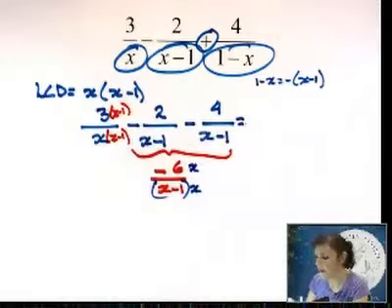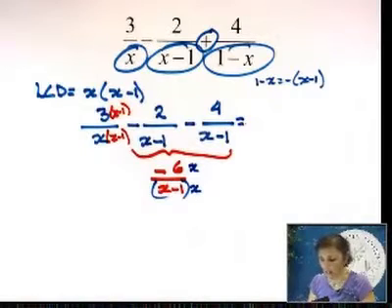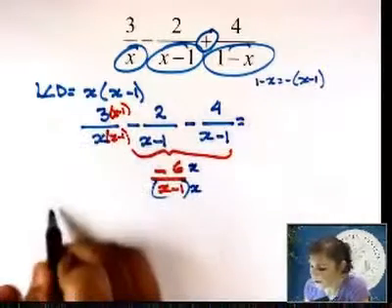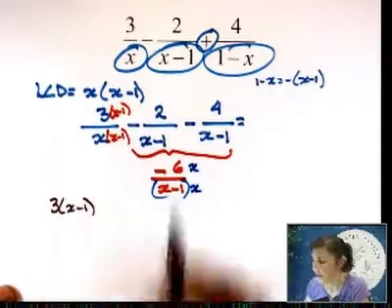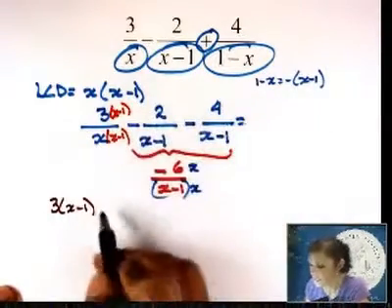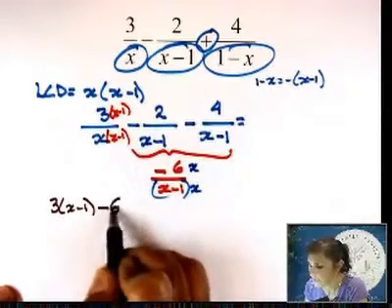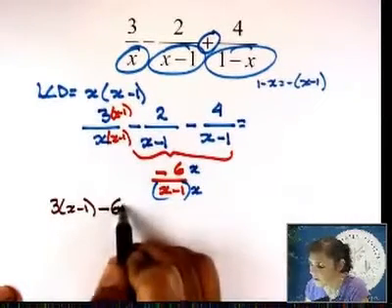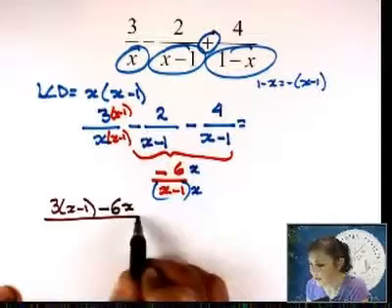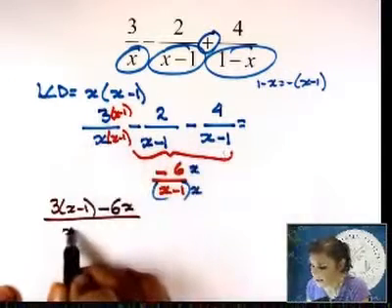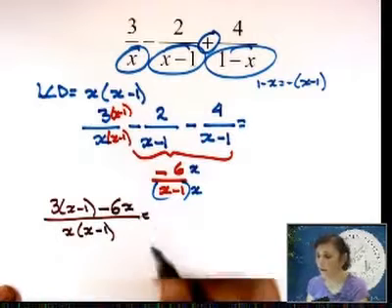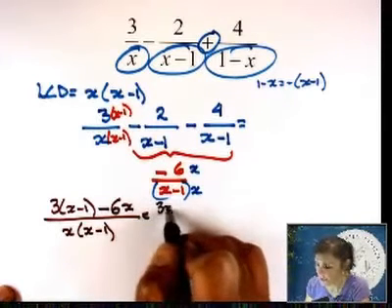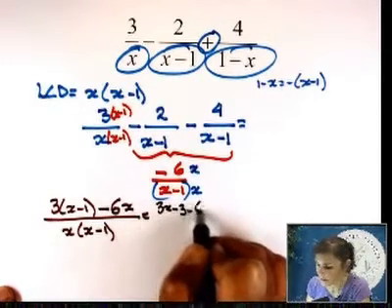So let's write this up. What do I have? I have a 3 x minus 1, negative 2, negative 4, so that's negative 6. And remember, I put the x's in here. And at the bottom, I have x times x minus 1. I have to work the top. 3x minus 3 minus 6x.